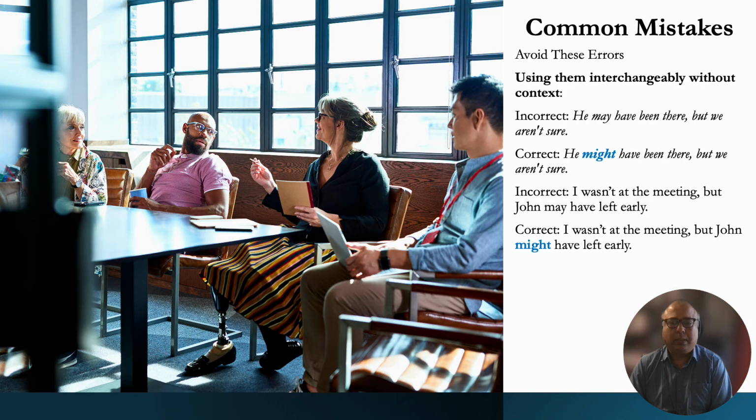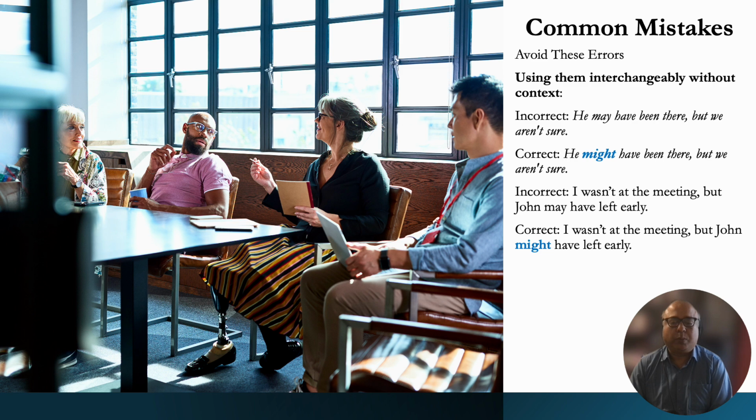Okay. All right, so some common mistakes that you should avoid when you speak in English, when you write in English, is he may have been there, but we aren't sure. See, again, the reference is to the past, something that may or may not have happened. He may have been there. It's about the past. In this context, it's better to use might. He might have been there, but we aren't sure.